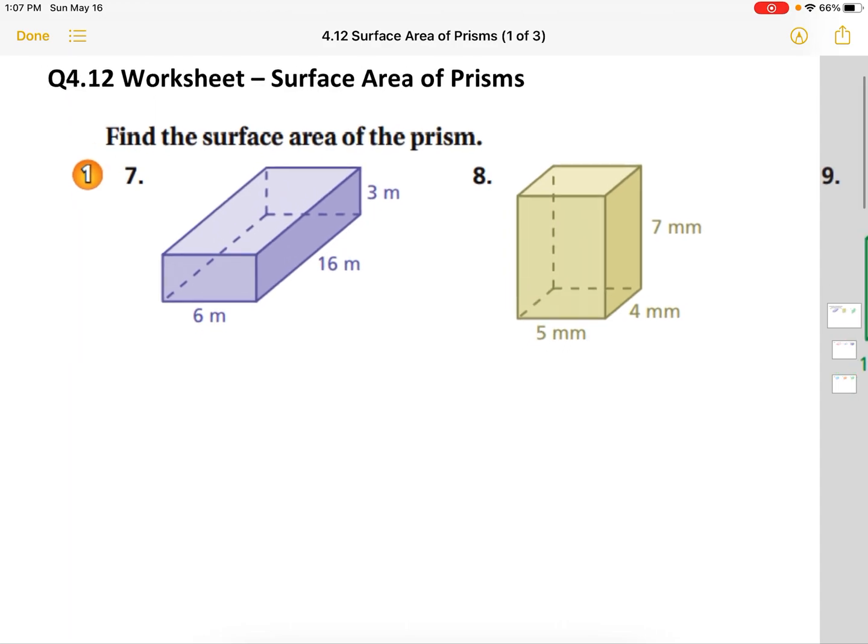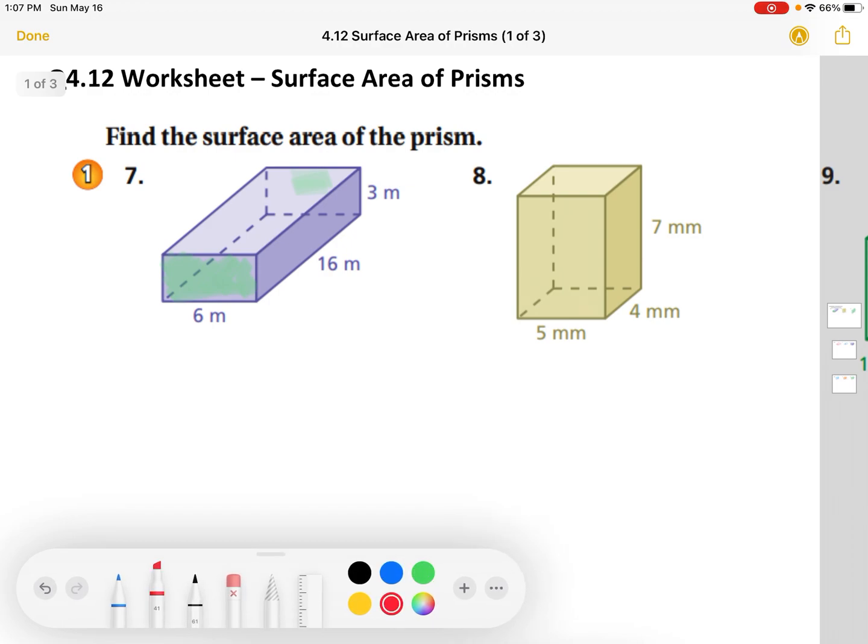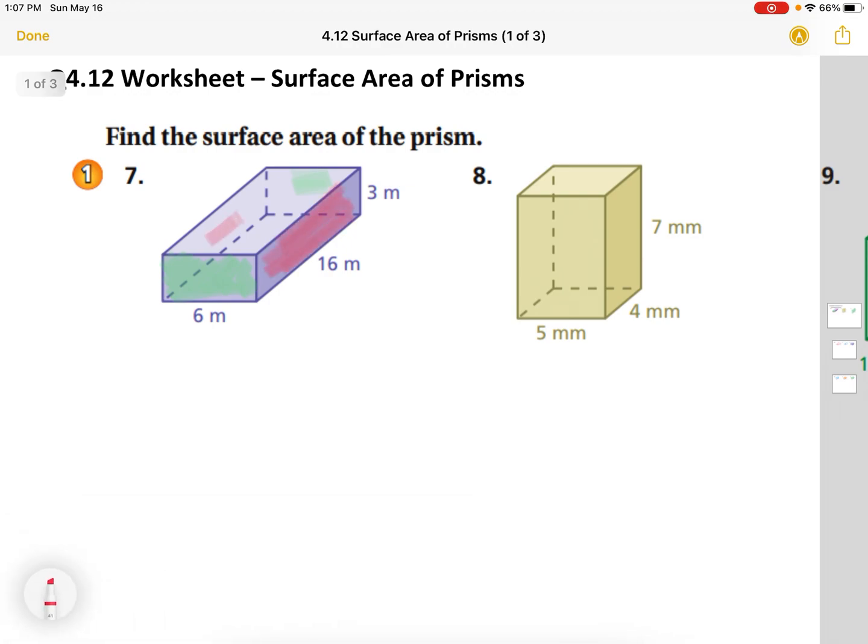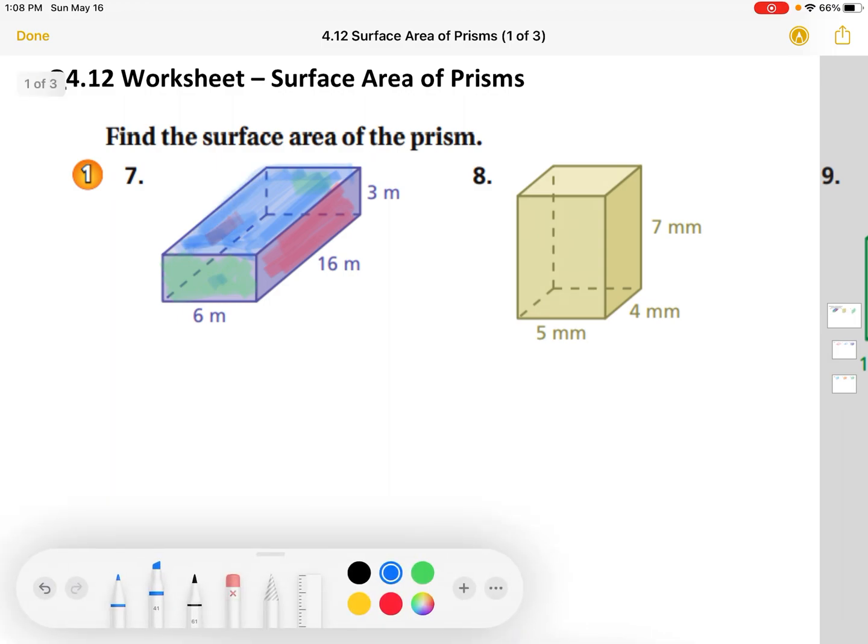So this is a prism. If we look at it, we have a front side, and that's echoed on the back. We have a side, and that's echoed on the side. And then we have the top side, which is echoed on the bottom. So we have 6 sides, but there's really 3 pairs of sides, right?